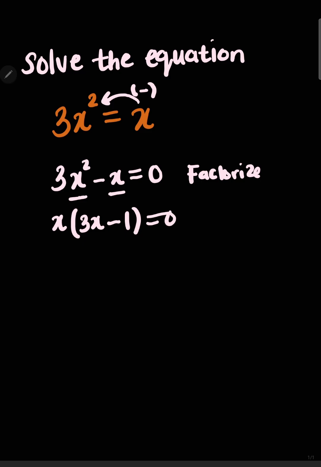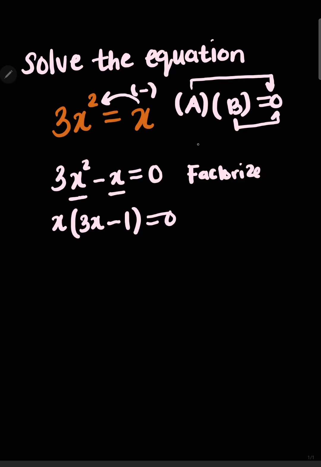At this stage, we need to remember something. If you have two expressions multiplying, let's say you have expression a and b, and they are both multiplying and equal to 0, what you just need to do is set each piece equal to 0. So a is equal to 0 or b is equal to 0. It's the same thing here. You can see x and 3x minus 1 are multiplying. So we just set each piece equal to 0. It means x is equal to 0 or 3x minus 1 equals 0.